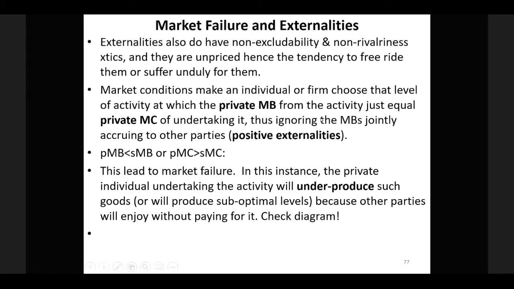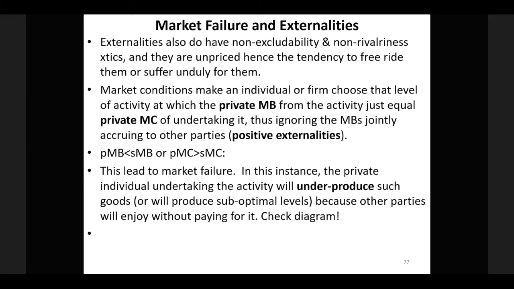And when positive externalities are in place, usually the private benefit is less than the social benefit. For instance, in education, what you gain from education is your private benefit. But what society benefits from is larger as a social marginal benefit, because the social marginal benefit comprises the private marginal benefit plus the marginal benefit that accrues to other parties. And therefore, the social marginal benefit is always higher than the private marginal benefit when we talk about positive externalities.